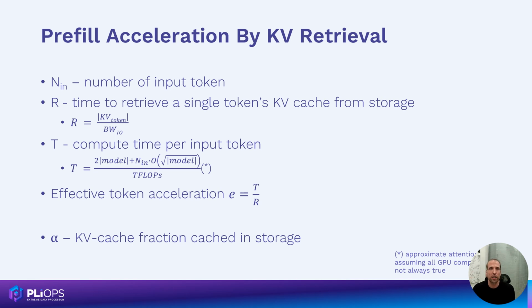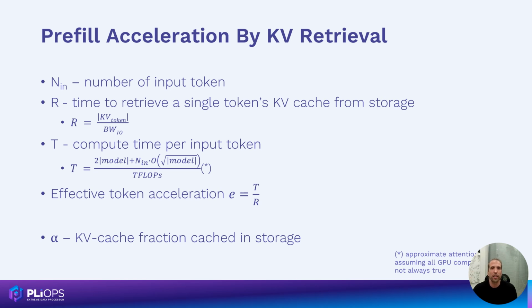First we start with N_in, the number of input tokens. It represents simply the number of input tokens in the prompt. R here is the retrieval time for a single token's KV cache from storage. It's simply computed as the size of the KV cache per token divided by the I/O bandwidth.